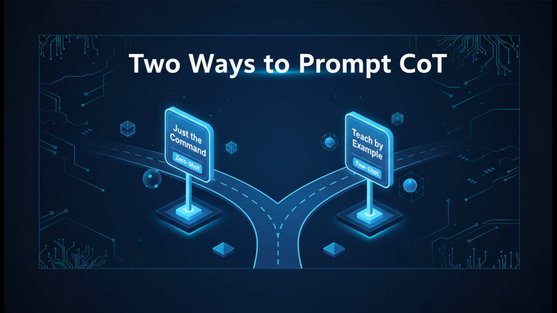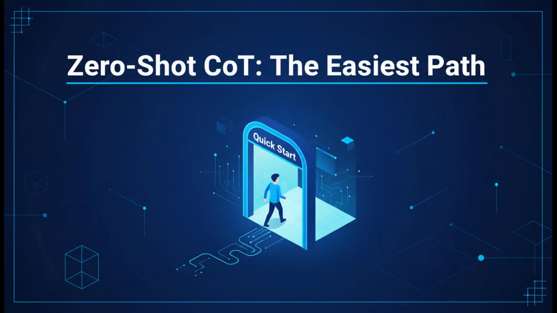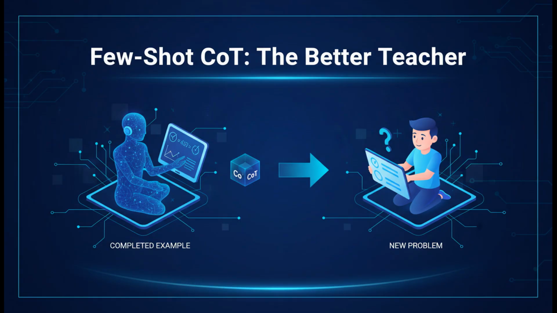There are 2 main ways to use this. You can either tell the AI to think step by step, zero-shot, or you can show it a few examples of how you want it to reason, few-shot. Zero-shot is perfect when you're in a hurry. You don't provide examples, you just give the model a task and use that magic phrase to trigger its reasoning engine. Few-shot CoT is even more powerful. You provide 3 to 5 examples of a question, followed by a step-by-step explanation and then the final answer. This gives the AI a clear template to follow.